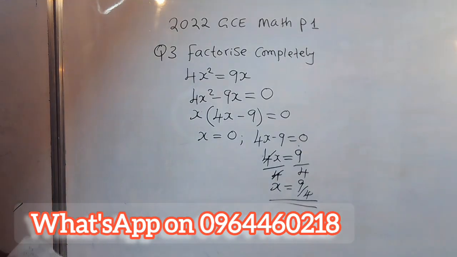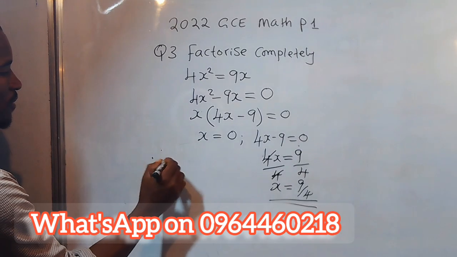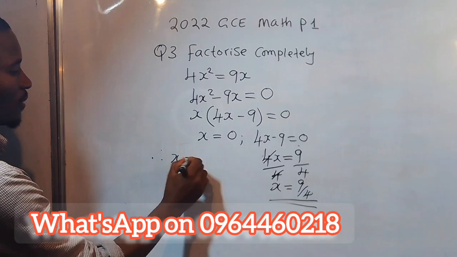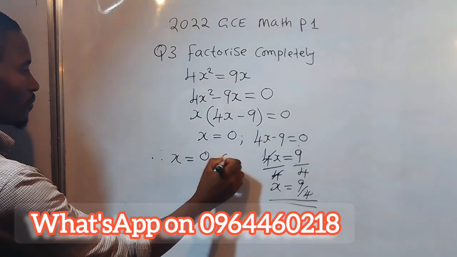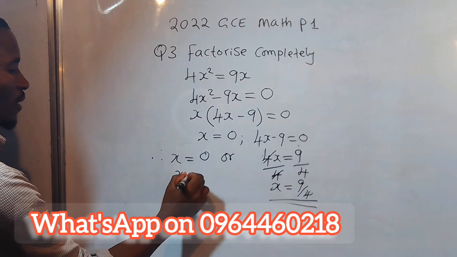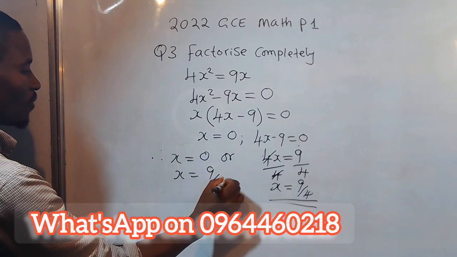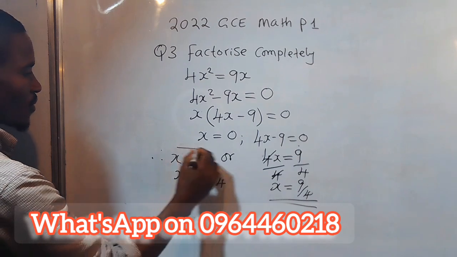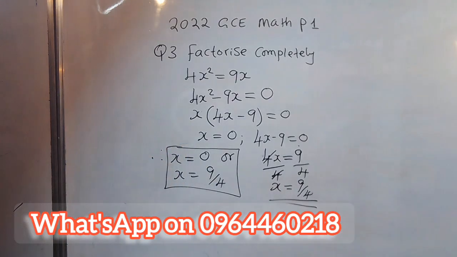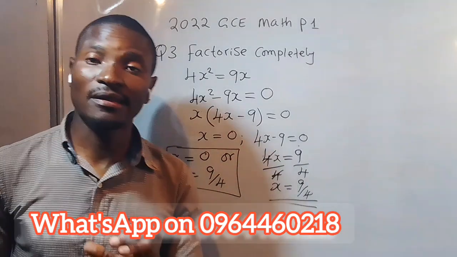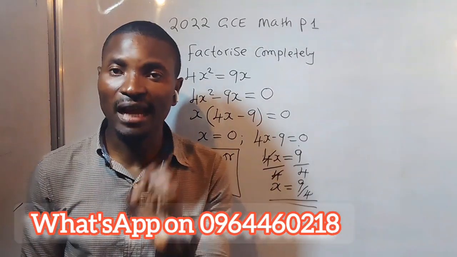So x equals 0, or x equals 9 over 4. These are the solutions to this quadratic equation. So this is how you can tackle this question.